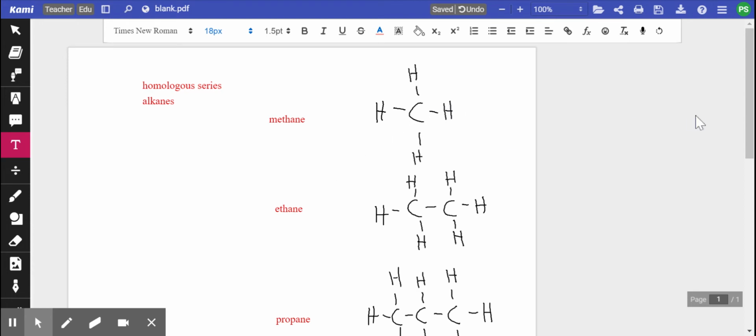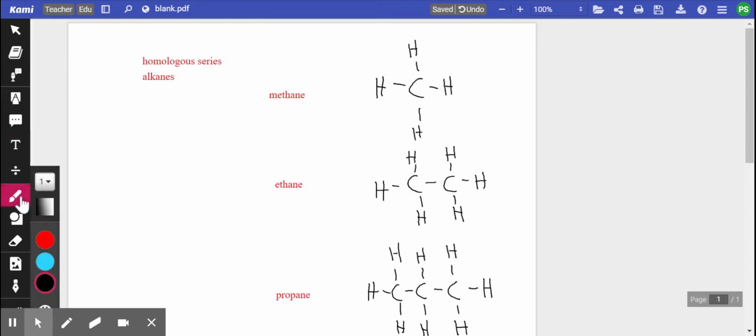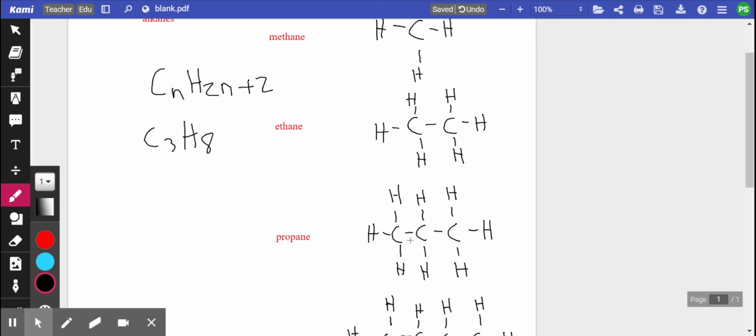same general formula. Now, the general formula is the following: CnH2n+2. N being a variable and a number, a whole number. So if you plug in a number for n, you should be able to calculate how many hydrogens there are in that compound. Let's say we put 3 there. That means if you have 3 here, you must have 8 hydrogens, so C3H8. And this compound is propane, we can see here.